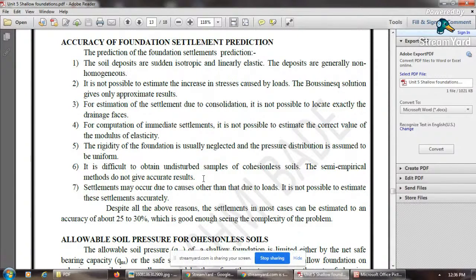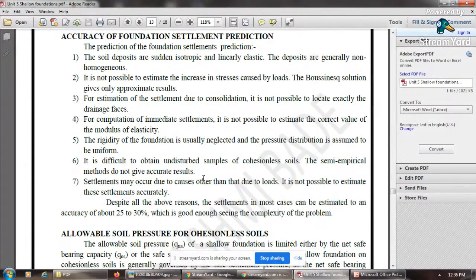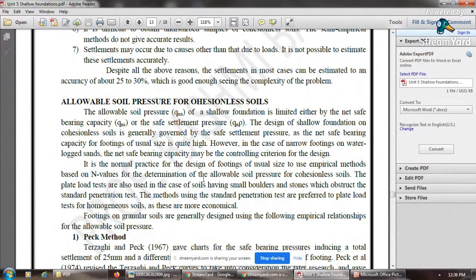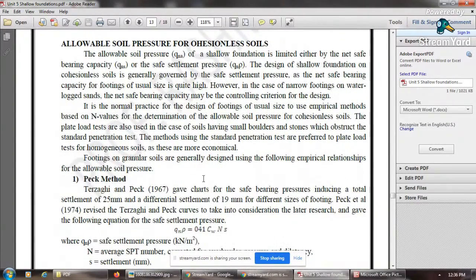Settlements may occur due to causes other than loads. It is not possible to estimate these settlements accurately. Despite all the above reasons, the settlement in most cases can be estimated to an accuracy of about 25 to 30%, which is good enough considering the complexity of the problem.